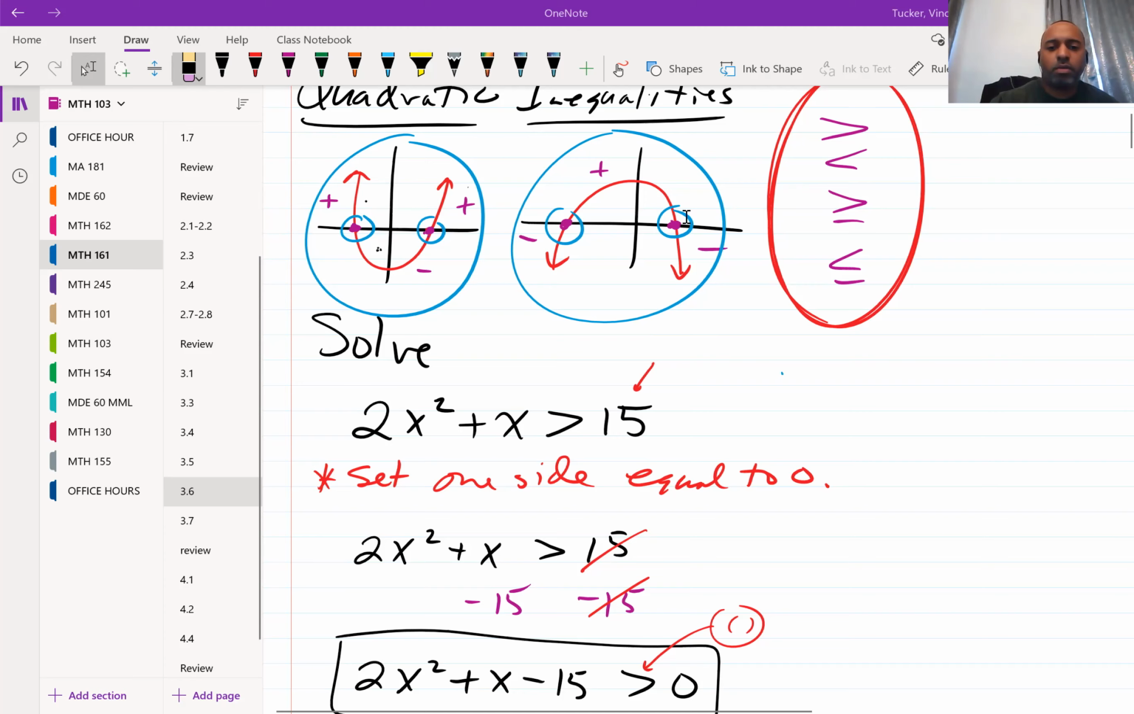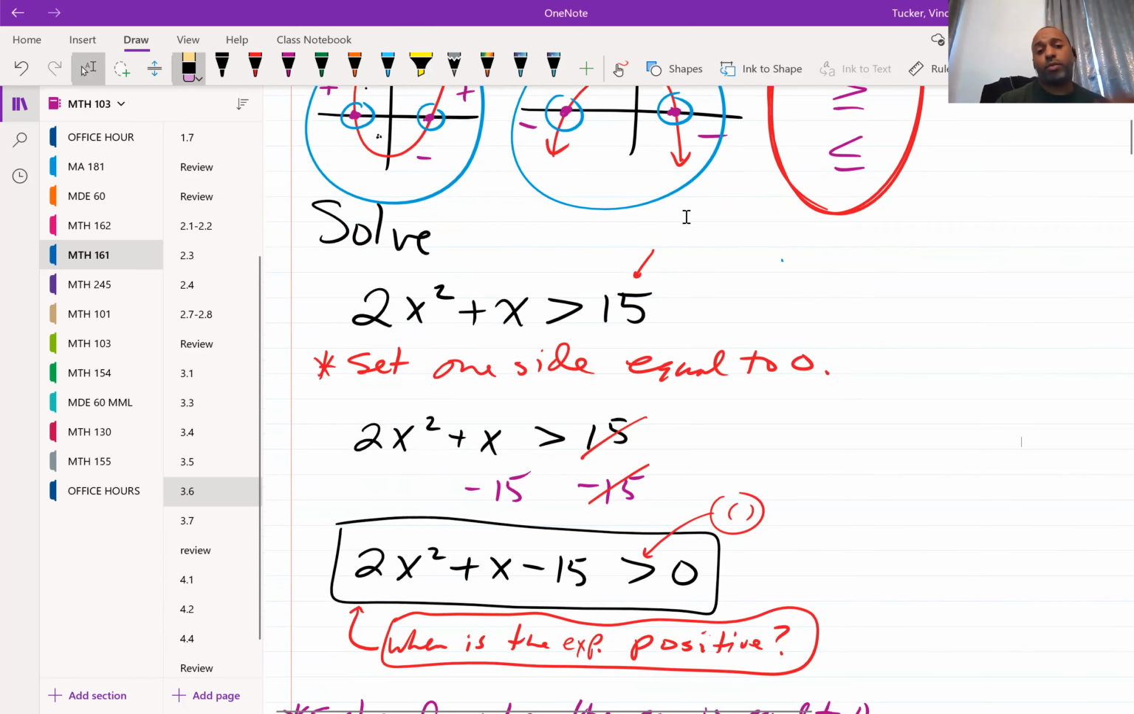All right, let's scroll up. So now we have 2x squared plus x minus 15 is greater than 0. The reason why we set it equal to 0 is so that we can compare the expression to 0, because something being greater than 0 is positive, something being less than 0 is negative. So basically, we're just asking ourselves, when is this expression positive? In other words, if it's greater than 0, you want to know when is it positive.